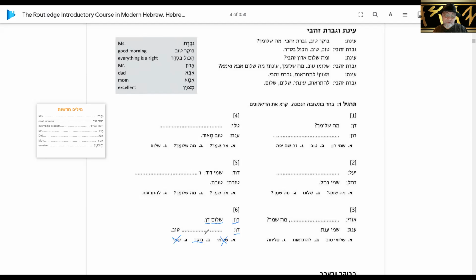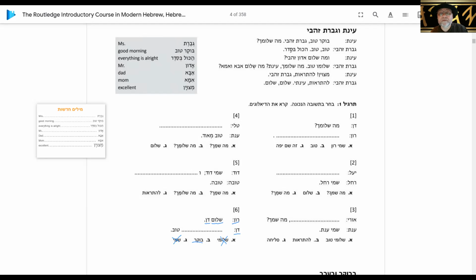And Ron maybe comes into the classroom, and a classmate, Dan, is there too. And Ron says to Dan, Shalom, Dan. In other words, hi, Dan. And Dan responds back with Boker Tov, good morning, essentially.